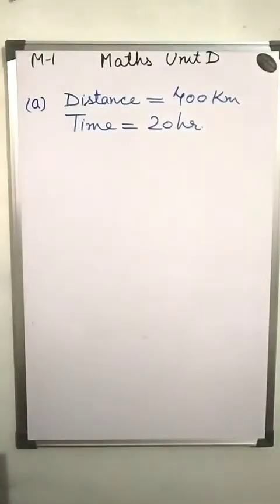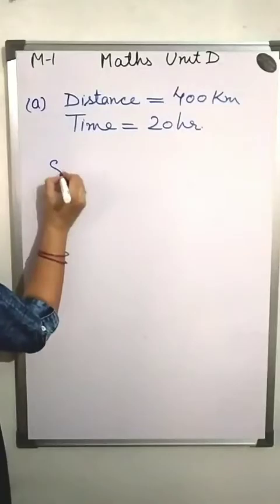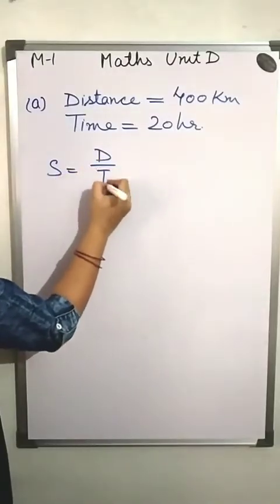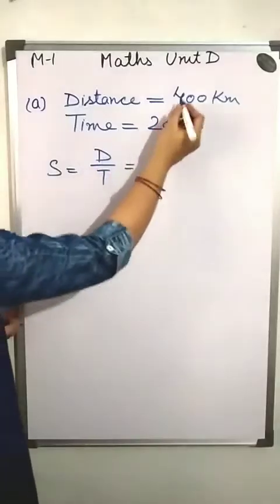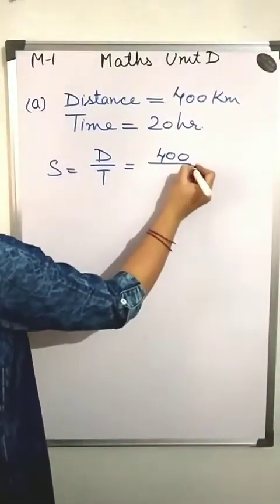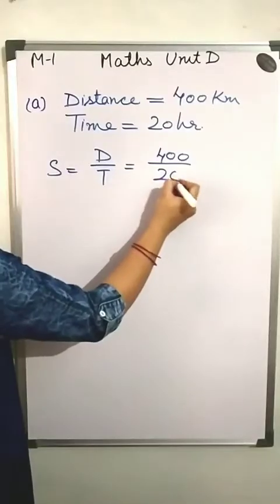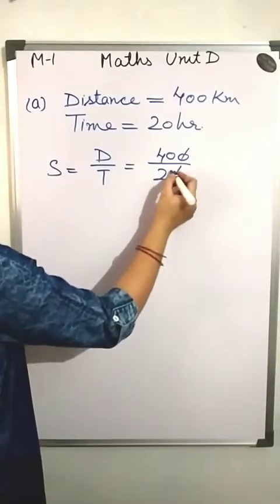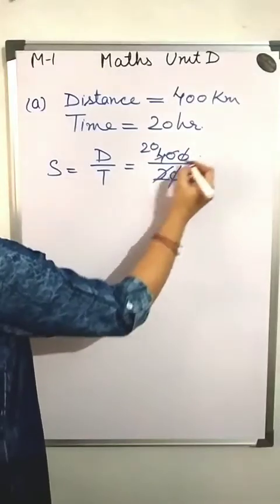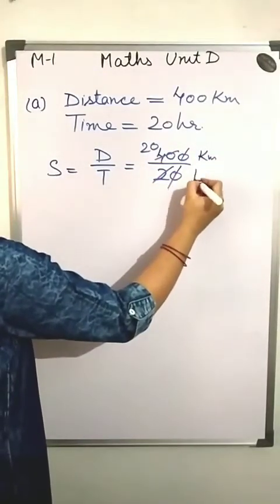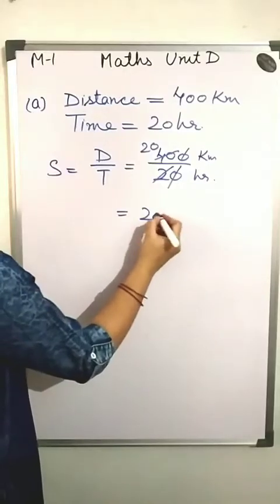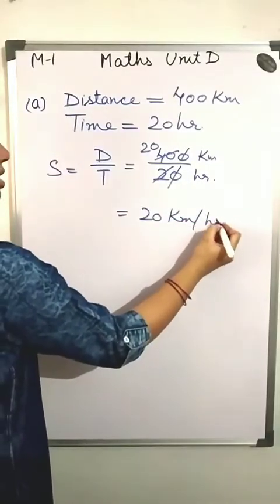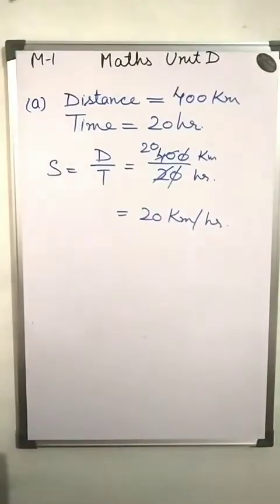Here the first question is: distance is equal to 400 kilometer and time is equal to 20 hours is given to you. Here you have to calculate speed. According to the formula, speed is equal to distance upon time, right? Distance is 400 kilometer, we write down 400, and time is 20 hours. Cut them. So it is 20, and the unit of distance is kilometer and this one is hour. So the answer is 20 kilometer per hour.